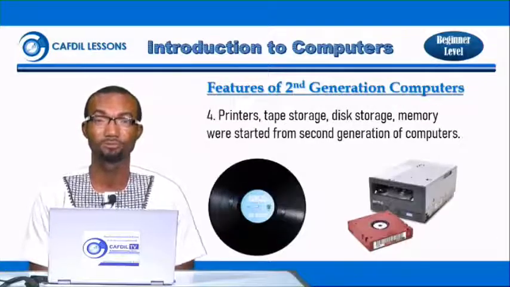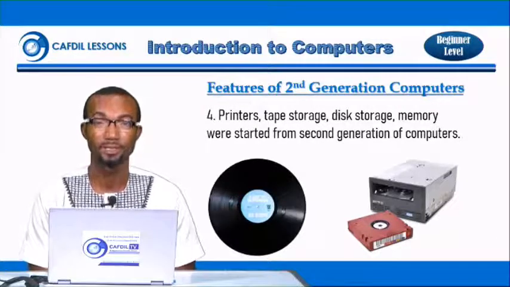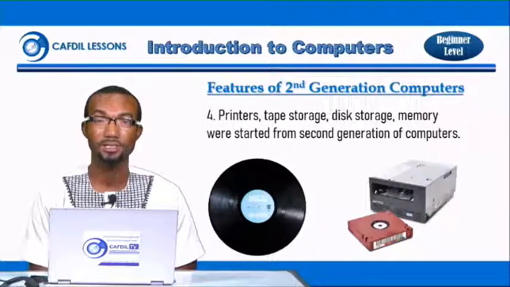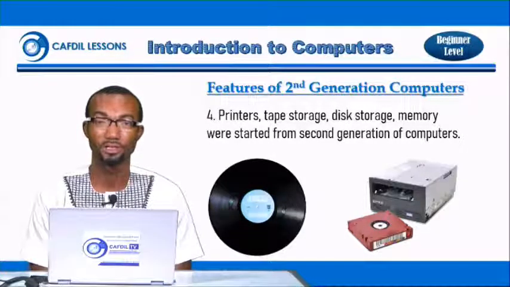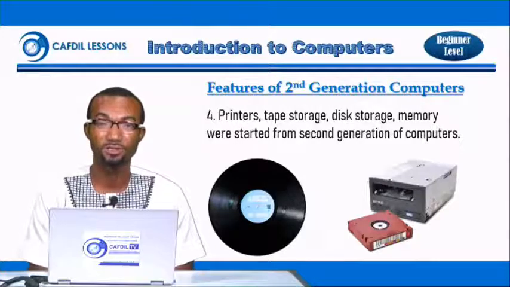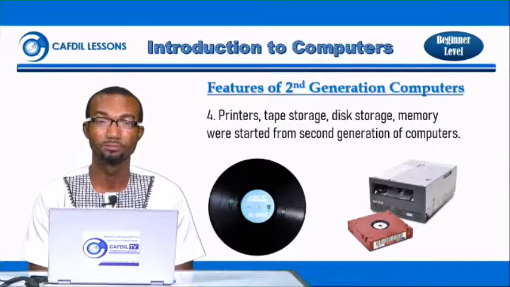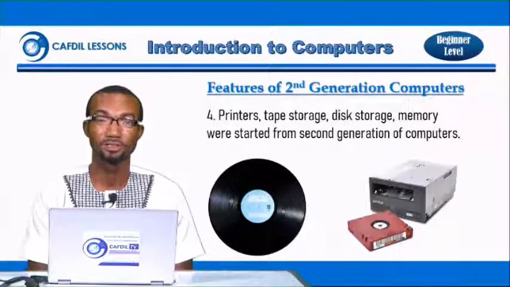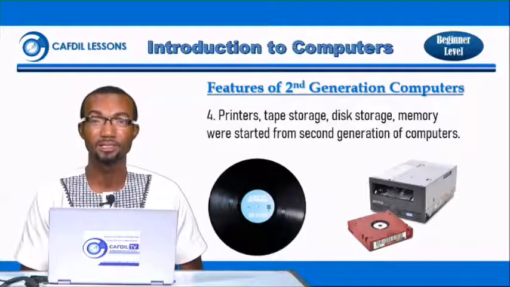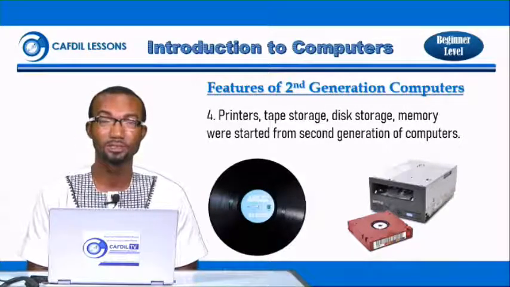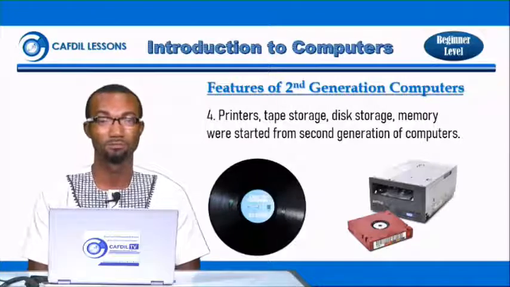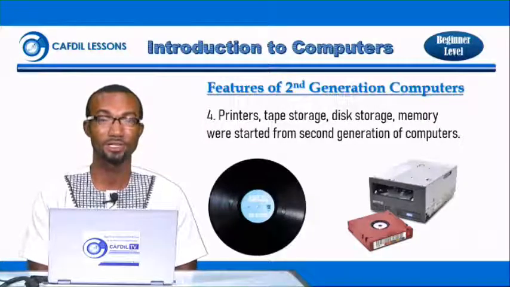Let's look at the next one. These are printers, tape storage, disk storage, memory, which started from second generation of computers. If you look at the pictures you see on your screen, you see a CD there. Very big. It's bigger in size than the one we see today. So printers, tape storage, we normally call it in our dialect PM on call. So those tape storage started coming during the second generation.